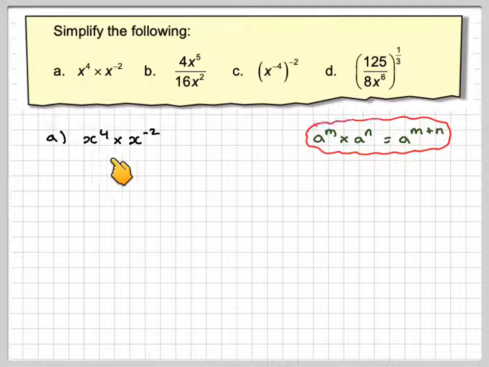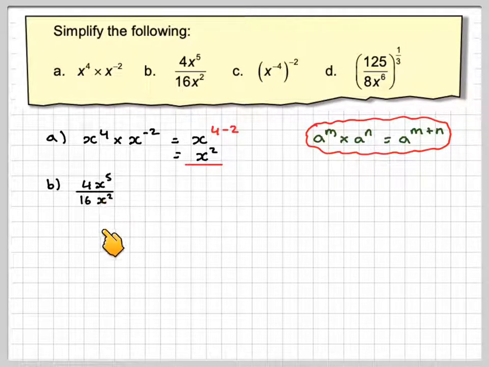So for this rule here, x to the 4 times x to the minus 2, same base, you add the indices together. So we'll write down x and add the indices together, taking into account the sign. So 4 minus 2 makes that x squared.